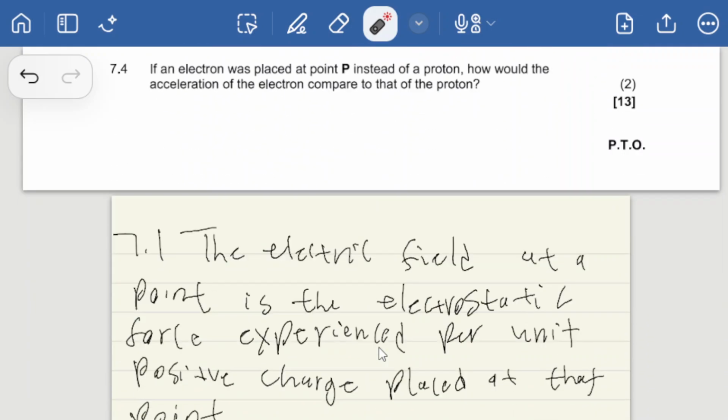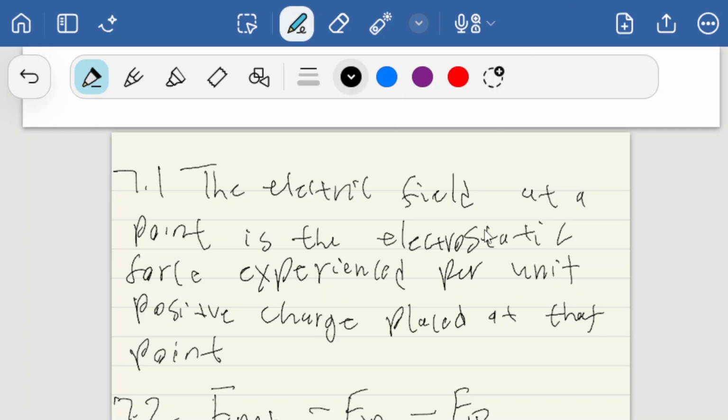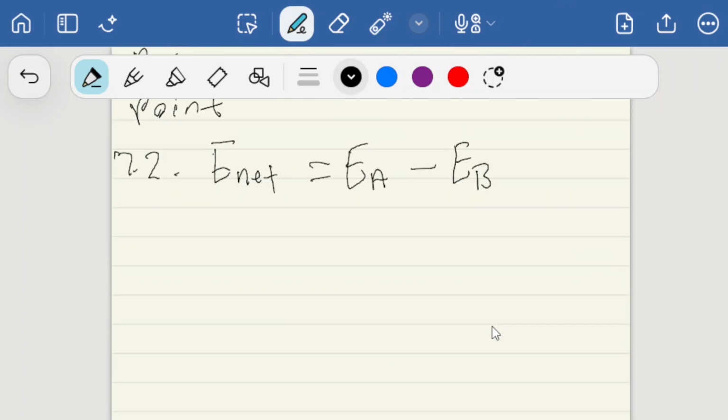Okay. So now, moving to the equation, the net electrostatic field at a point, in this case point P, is the electric field at A minus the electric field at B. Why minus? Because they oppose one another, so they subtract from one another. So we continue with the equation.